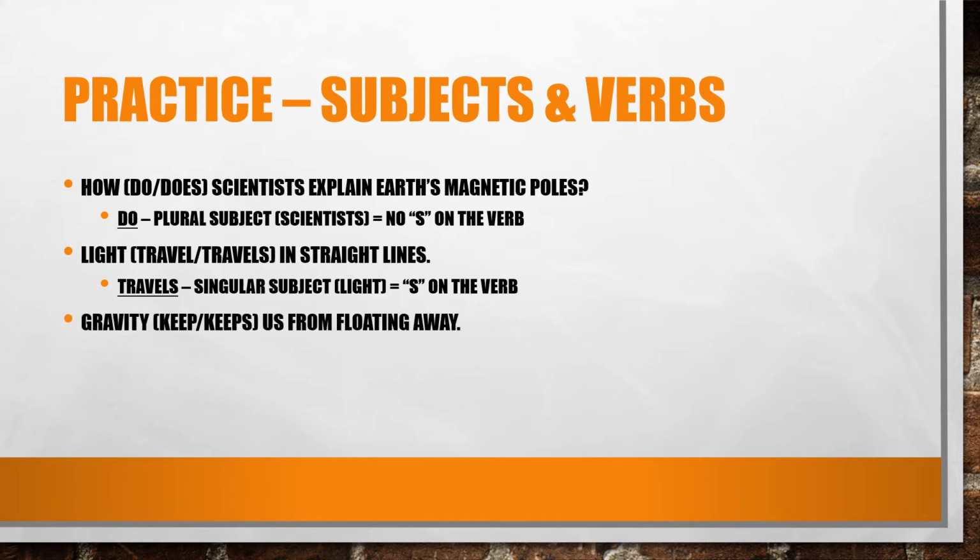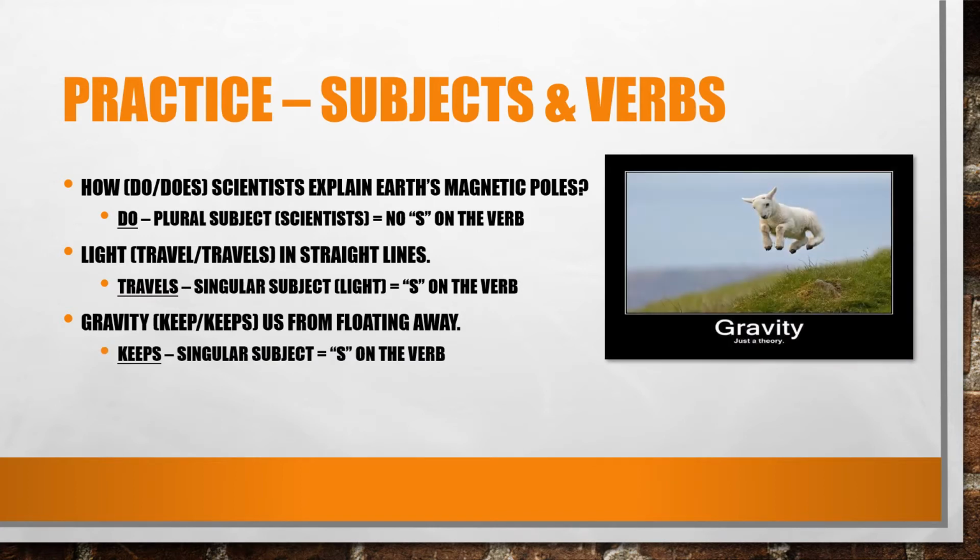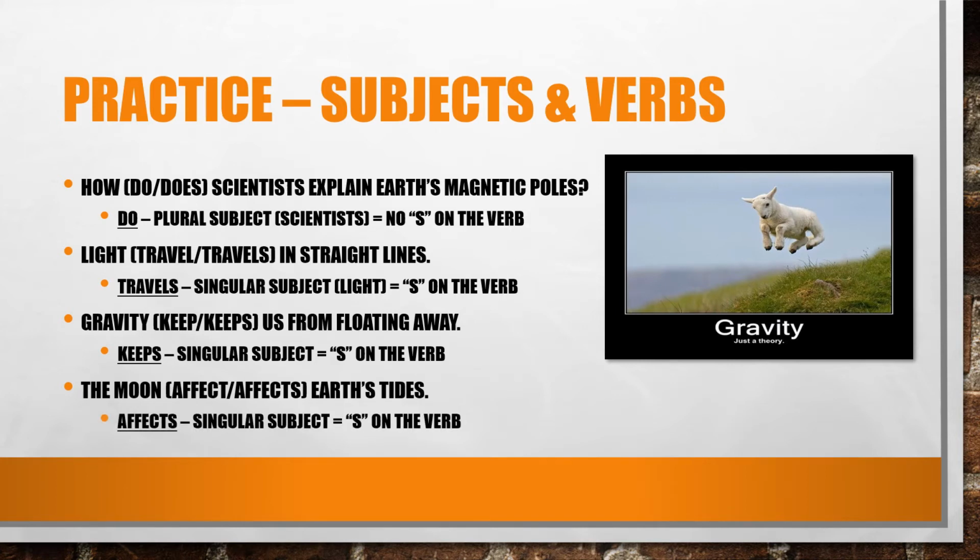Here's another one, same basic rule. Gravity blank us from floating away. Because gravity, again, is a singular subject, the verb ends in s. So gravity keeps us from floating away. Last example here, the moon blank Earth's tides. Again, single subject, moon. So we have a verb that ends with an s, affects.